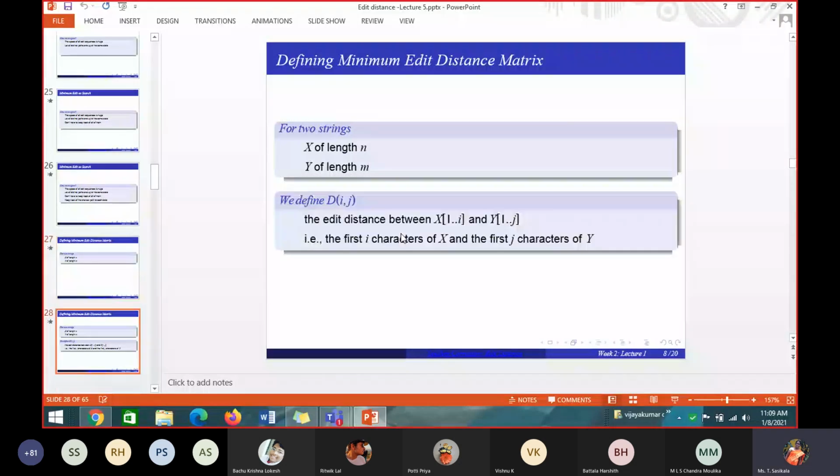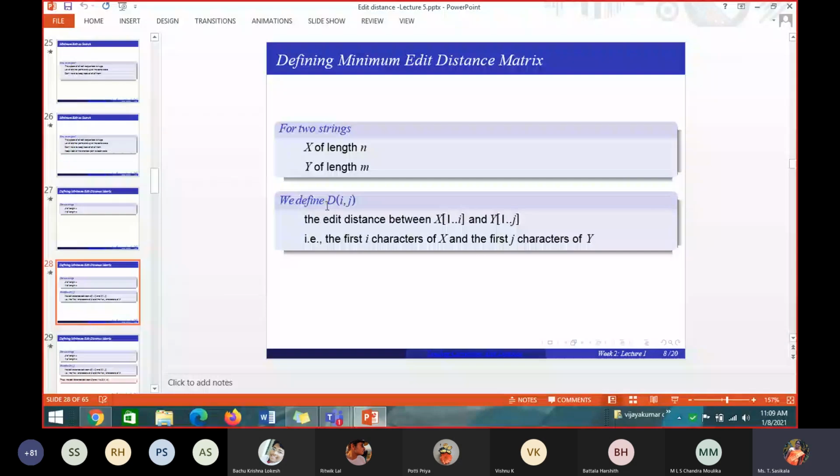And then we'll define D of i,j. What does D represent here? Distance between i and j. For X of length N, it starts with 1, 2, 3, 4, 5, 6, like that, 1 to i. That is the edit distance between the first character of X to the ith character, and Y's first character to the jth character.